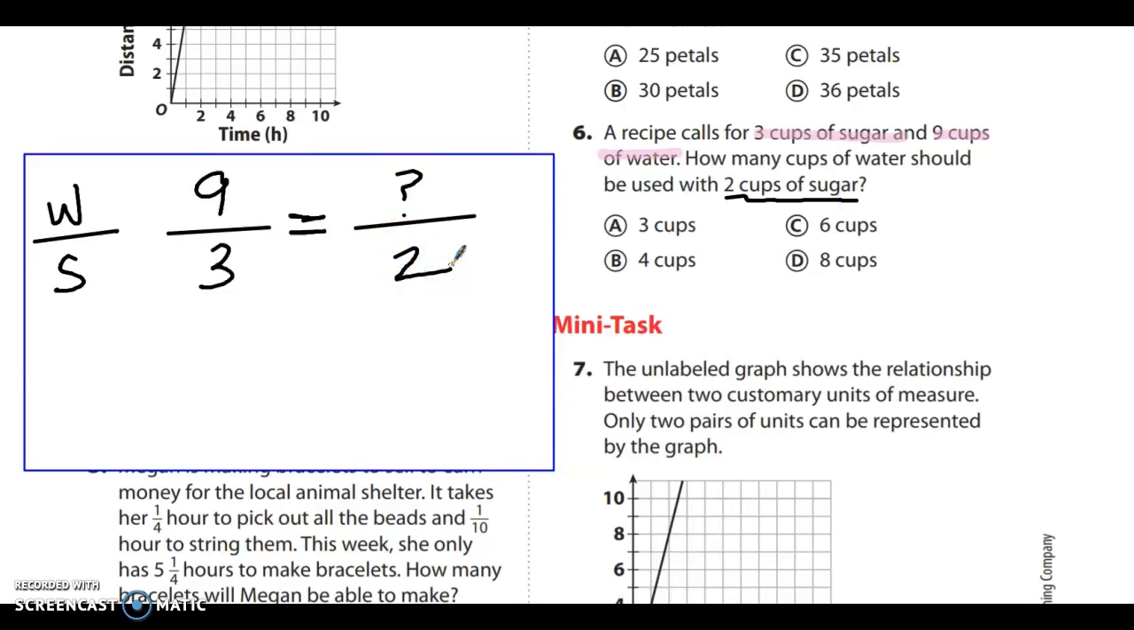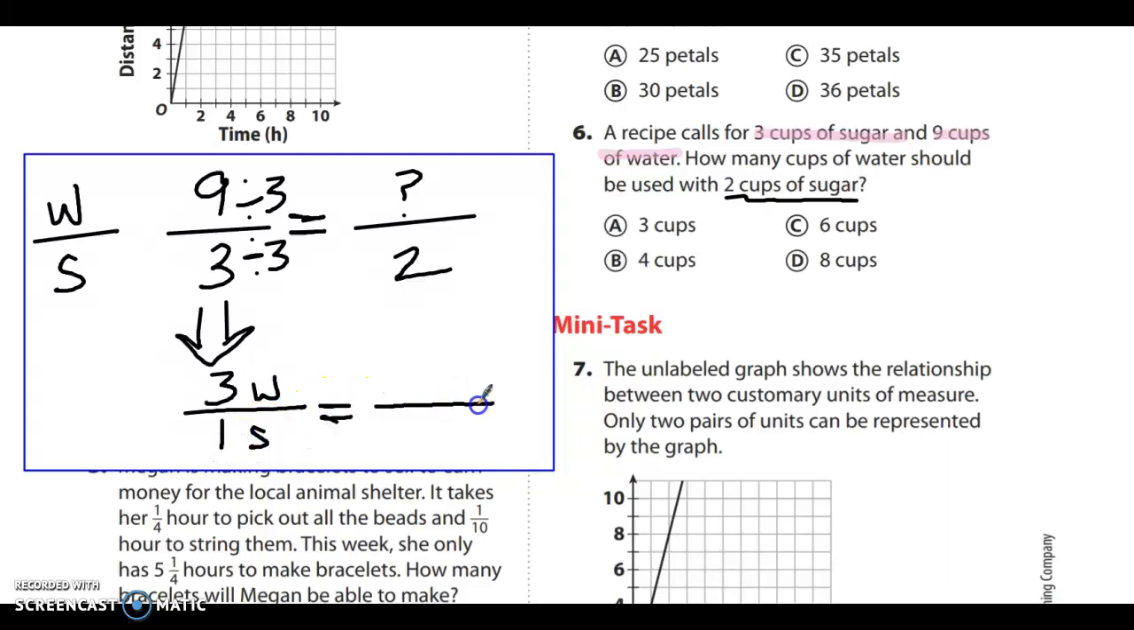Now you might be stumped here because you can't divide 3 to make it 2. So what we do then is find the unit rate. We're going to simplify by 3. And if you divide both 9 and 3 by 3, you get 3 waters for every 1 sugar. And we're trying to figure out 2 sugars. See this right here? I'm just going to bring it down. We're trying to figure out 2 sugars.